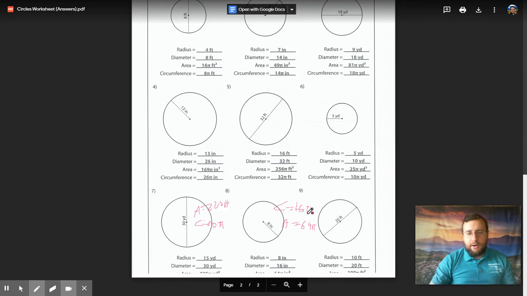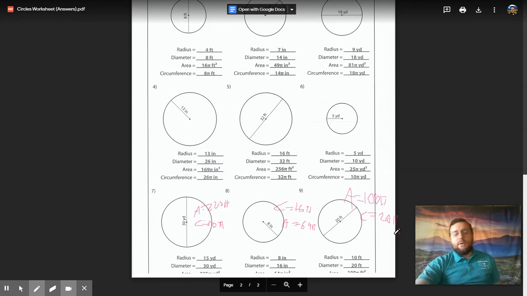Radius for the area, and then diameter for the circumference, and then you're good. This one will have an area of 100 since this diameter is 20, and so the circumference is going to be 20 pi, and the area is going to be 100 pi. So this is 100 pi for the area and 20 pi for the circumference.